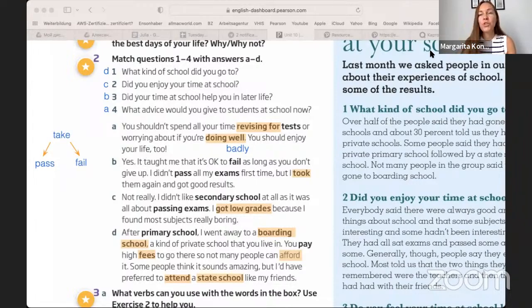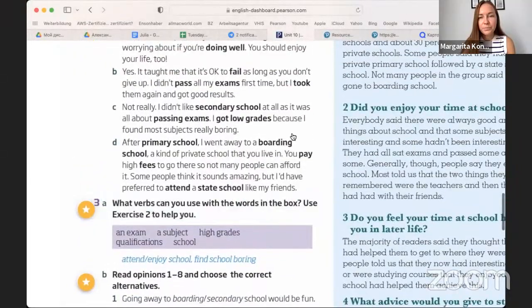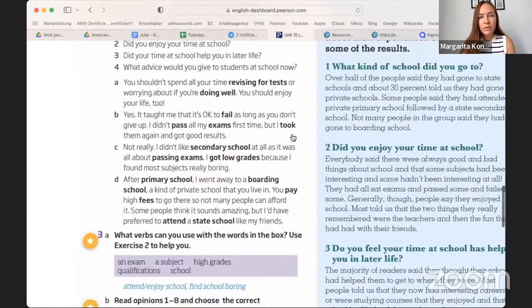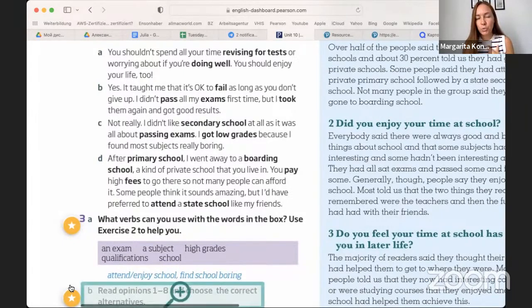Okay. So nice words and many of them are new. Many of them we already know, actually. I'll do it a little bit like that, so that we see them all. Okay. Let's sort out these words into some categories. Which phrases can we use to speak about an exam, a subject, high grades, qualifications, and school? For example, an exam, which words go to the topic exam?